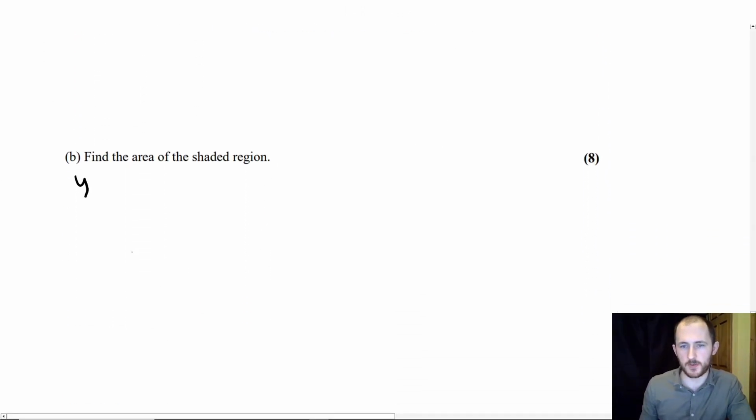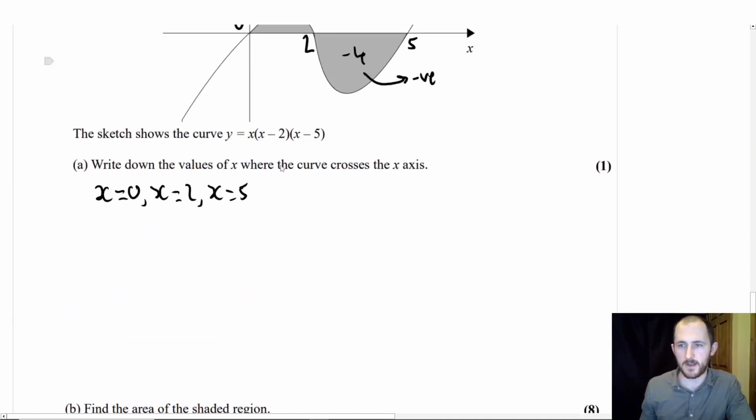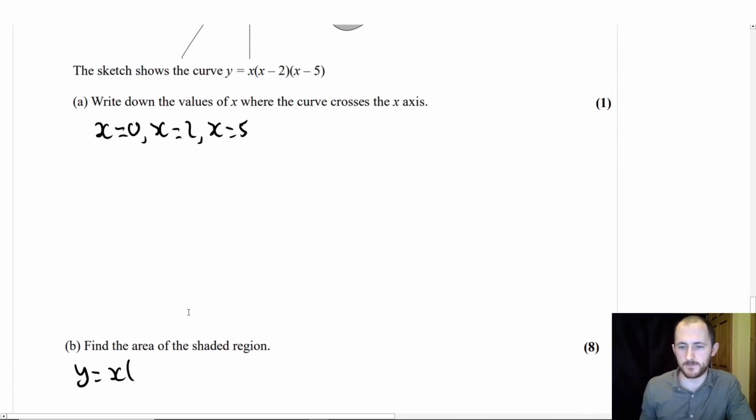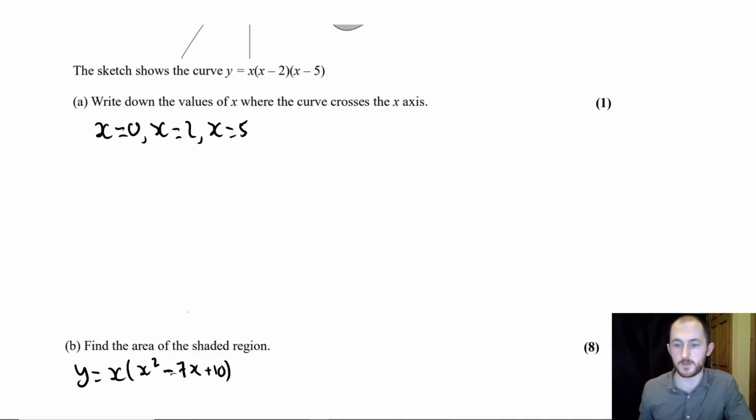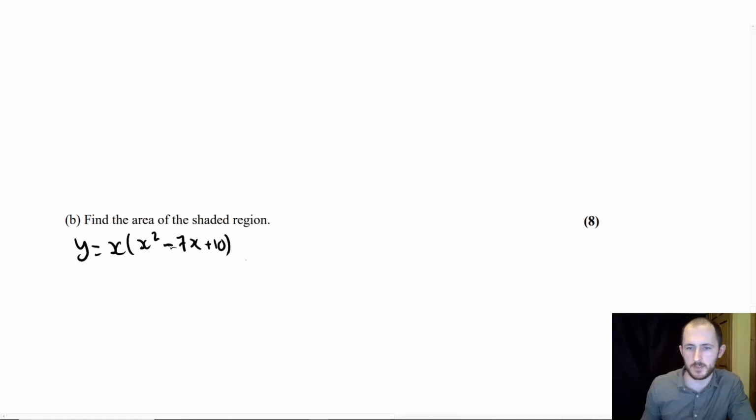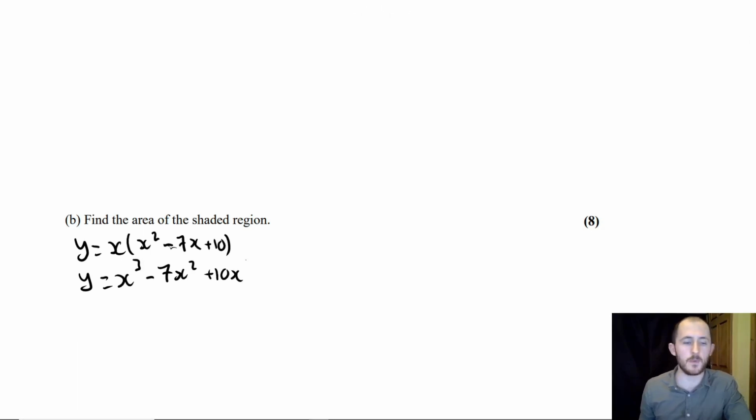First of all, we need the actual equation. We can't use that factorized form. So we're going to have x squared minus 2x minus 5x is minus 7x, then plus 10. And we're going to expand the bracket once more. x cubed minus 7x squared plus 10x. And again, we're going to integrate this 2 times.